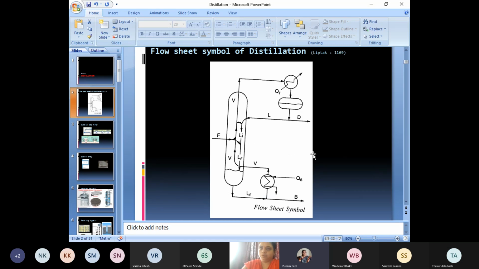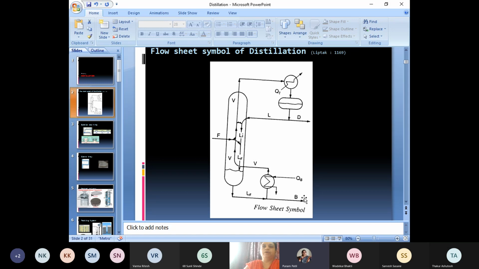Yes, ma'am. Okay. Yesterday we started with heat and mass transfer unit operation, and example we started with distillation. We studied the components of distillation. We started with the flow sheet symbol. So this is the flow sheet symbol for the distillation. In this symbol, you can see some other components are also associated with the distillation column.